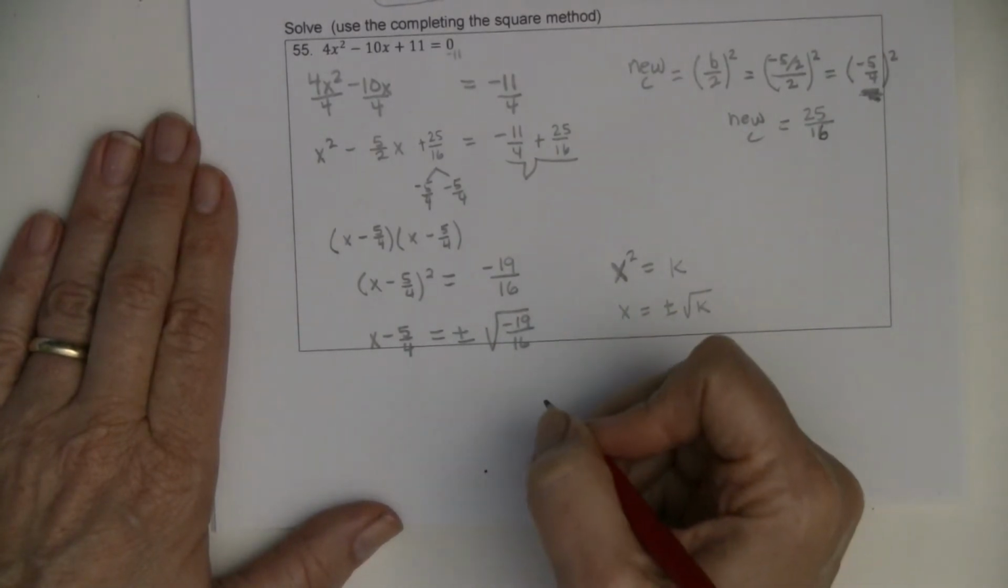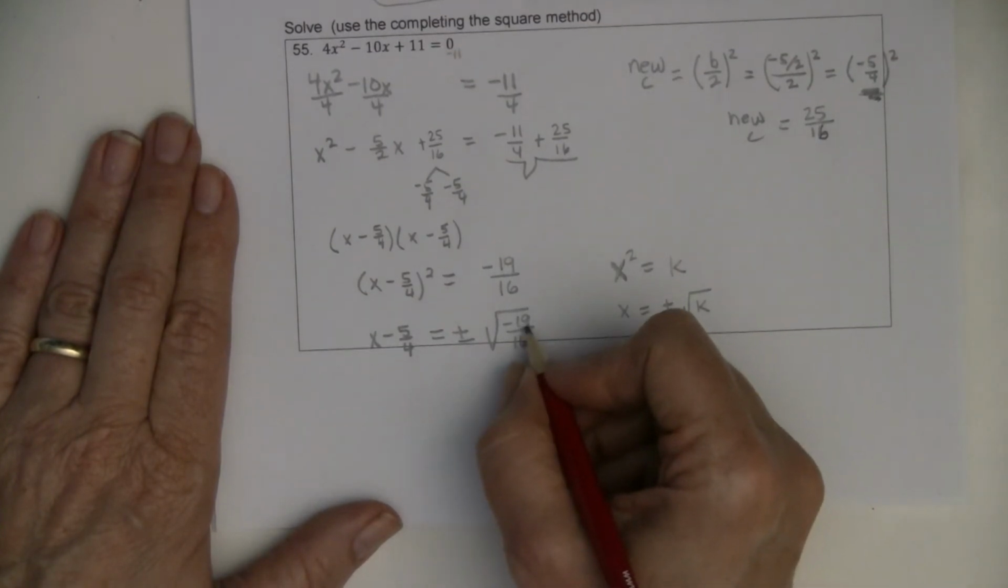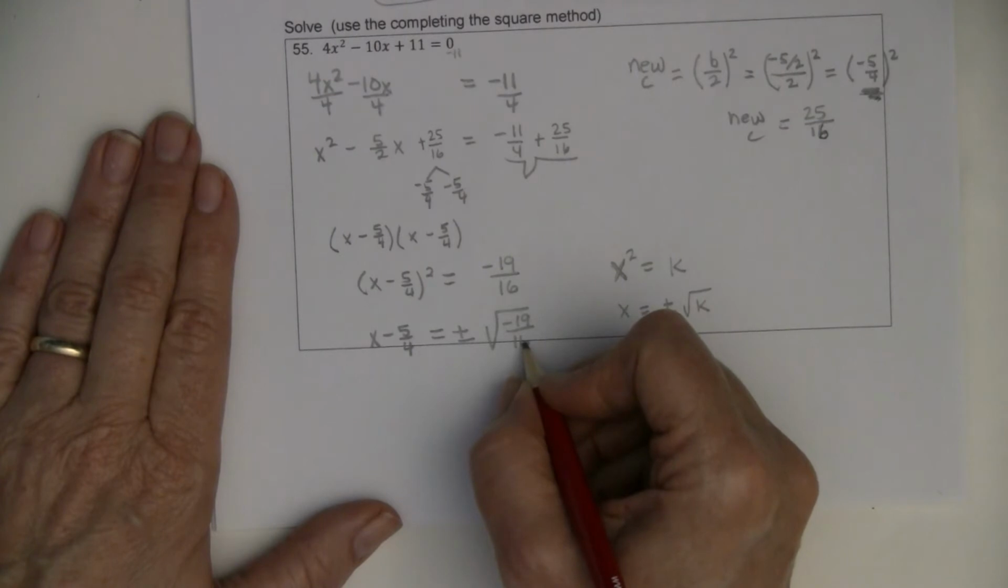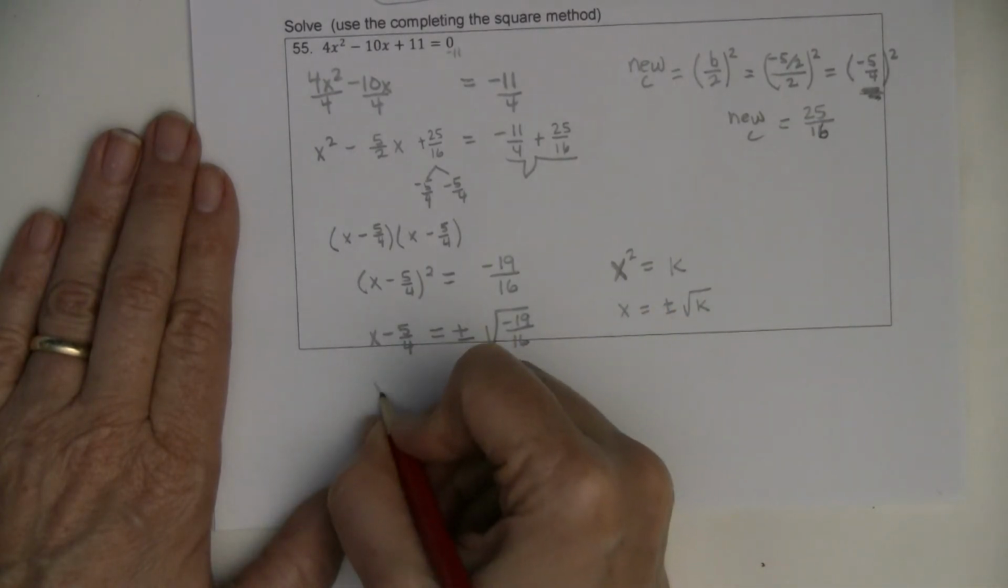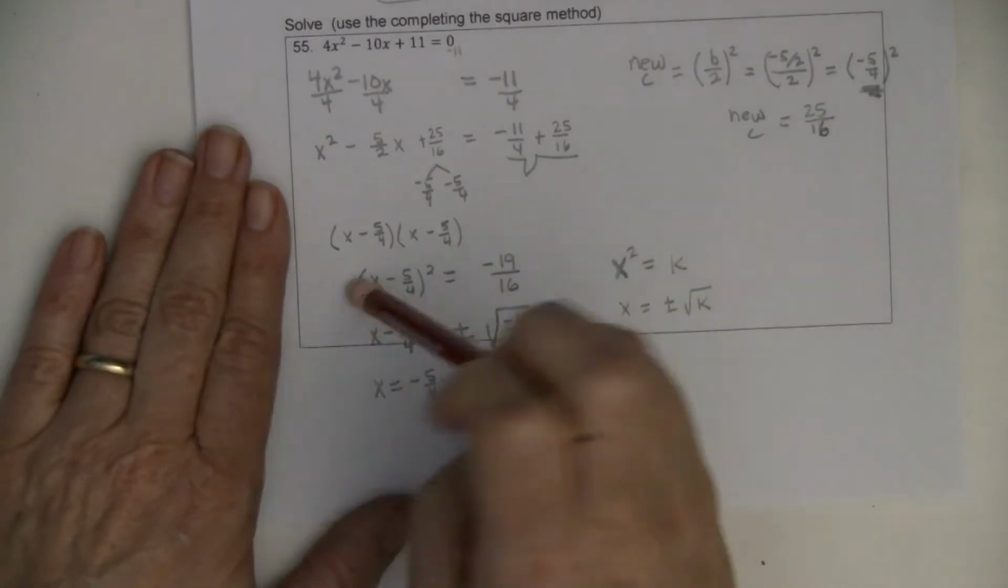And I want to reduce that. The square root of a negative is i, the square root of 19 doesn't reduce, but the square root of 16 is 4, right? Because this is in the denominator. So this is x equals negative 5 over 4. Oops, I didn't mean to do that.